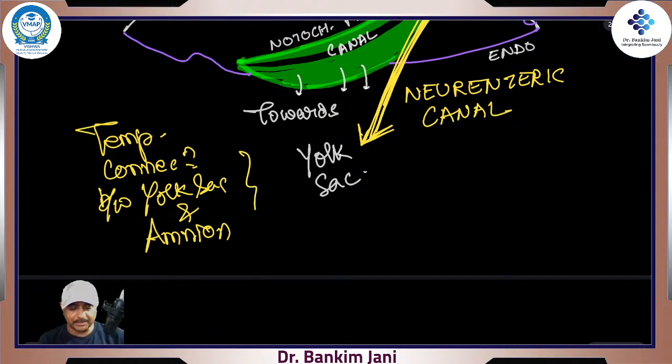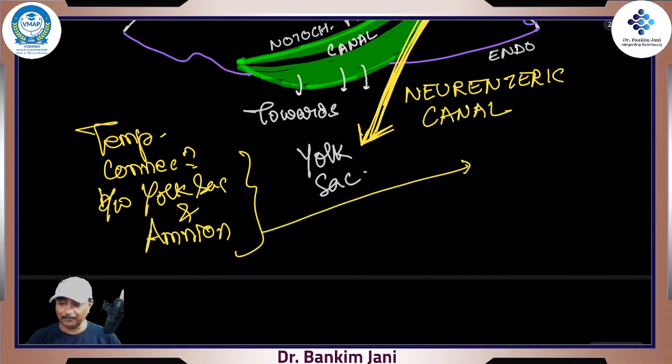Well, there are various theories about the importance of this neuranteric canal. One of the theories is that it has a very specific role in the exchange of substances between the yolk sac and the amnion. That is the role in exchange of substances.